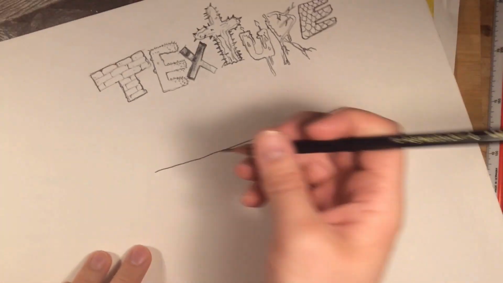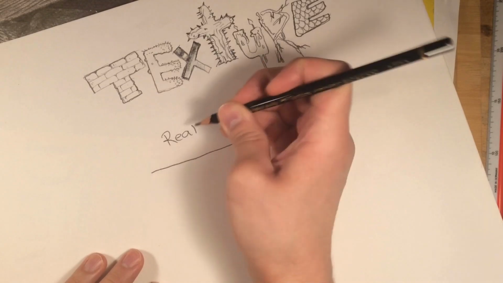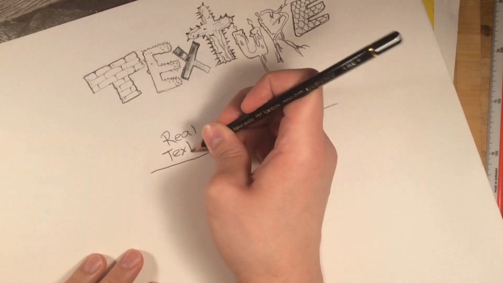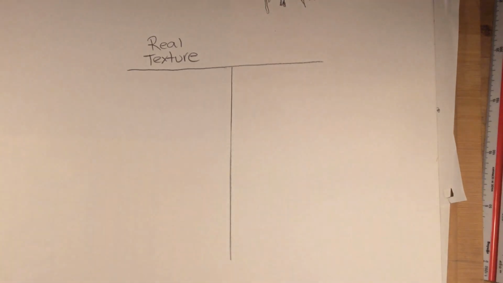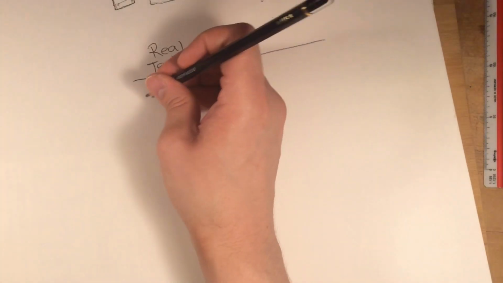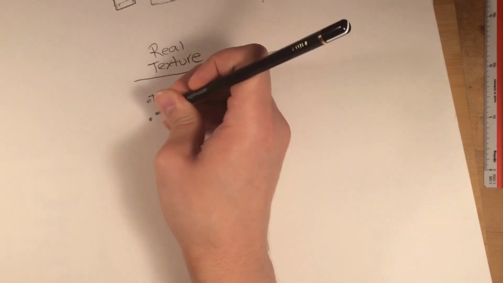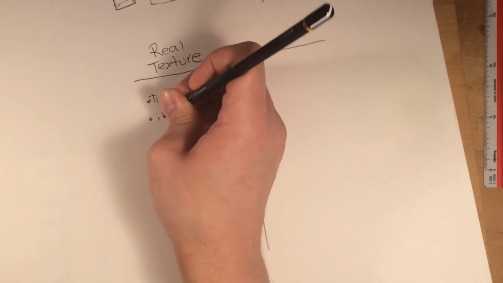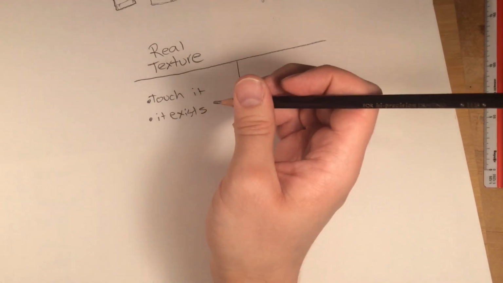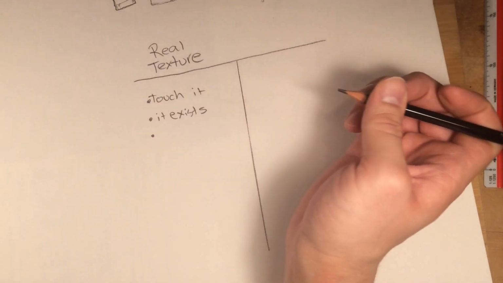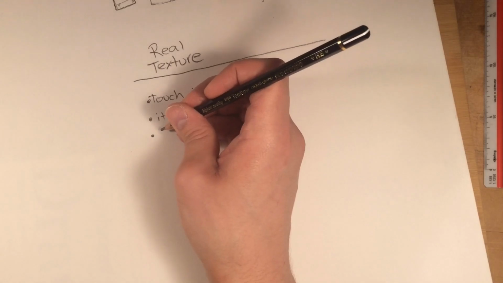That is called a real texture. Like a texture that you feel. So you can touch it. It exists. It's a real thing, and it's part of day-to-day life.